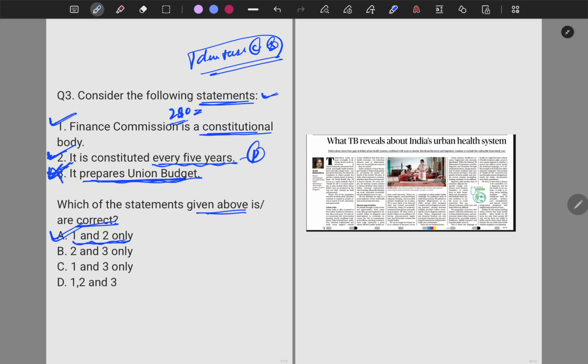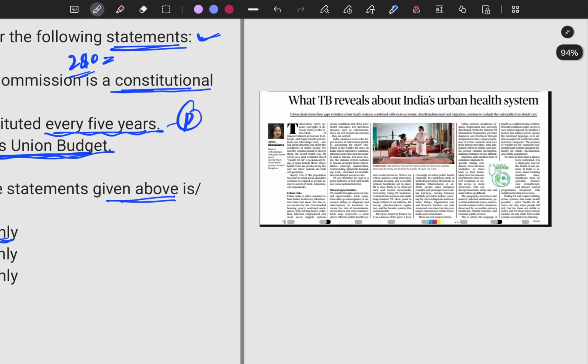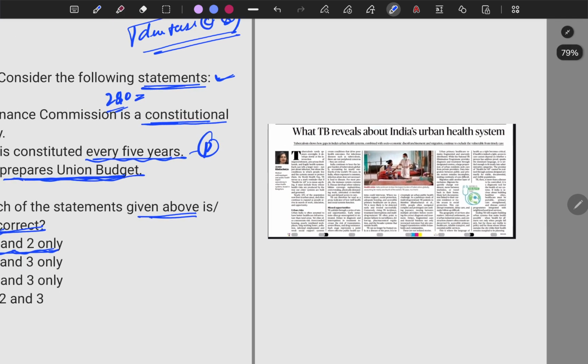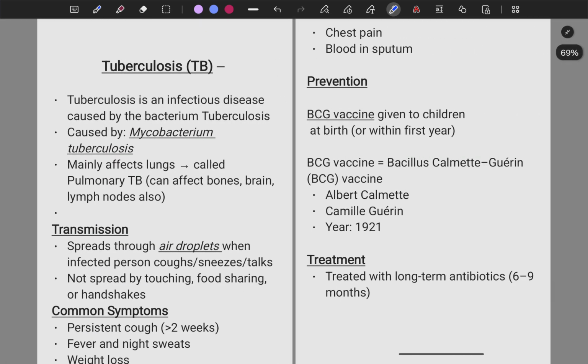So let's now move on to the next topic of the day. The next article has been taken from today's The Hindu dated 7th of April 2026. The article is mentioning about tuberculosis. So we will utilize this opportunity to revise basic points regarding tuberculosis. Tuberculosis is an infectious disease caused by Mycobacterium tuberculosis. This is a bacterial infection.